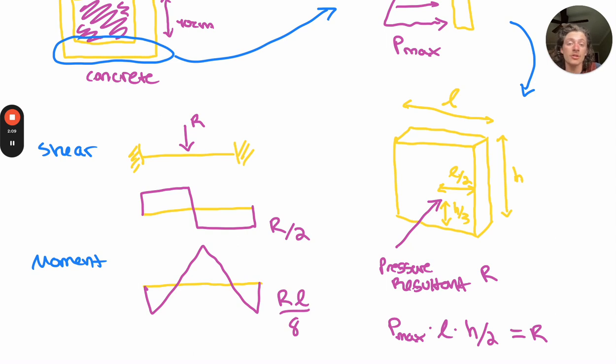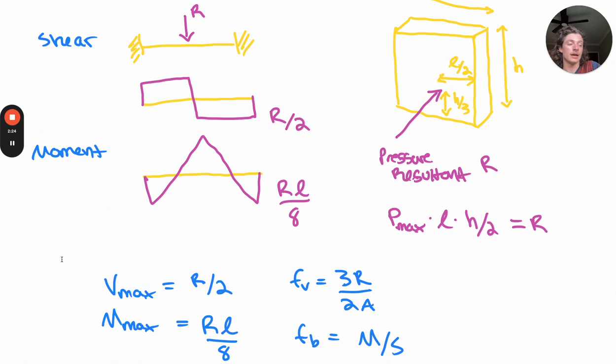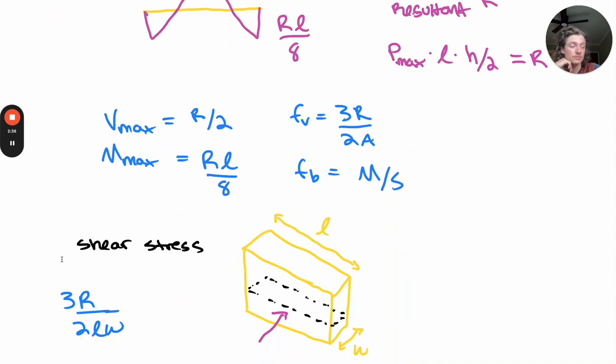Like I said, we can model the form as a fixed beam with a point load at the center to get our maximum shear and moment of R over 2 and RL over 8. And I've drawn these out for you, or summarized these for you, as well as where our shear stress is going to be 3R over 2A for a rectangular section, and our maximum flexural stress is going to be our maximum moment divided by the section modulus.